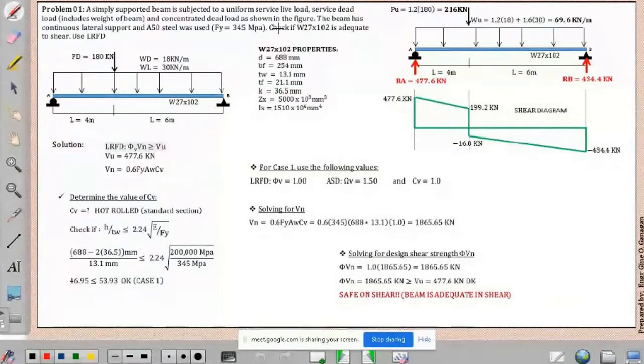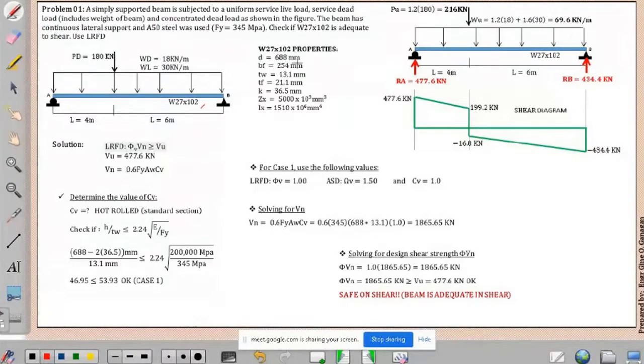So for problem 1, we have here a simply supported beam which is subjected to a uniform service live load and service dead load, and a concentrated dead load as shown in the figure. So we have a concentrated load here and we also have a uniform load. The beam has continuous lateral support and A50 steel was used. So we have to check if the given W27 by 102 is adequate for shear.